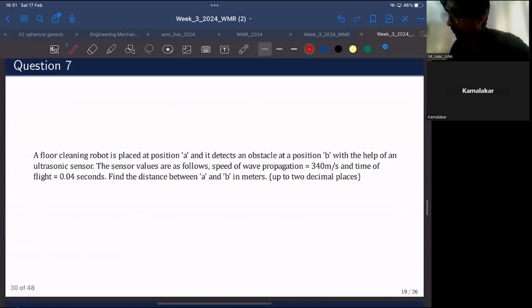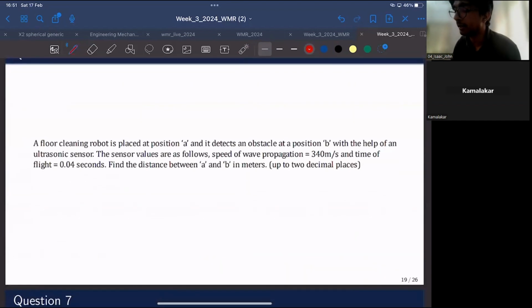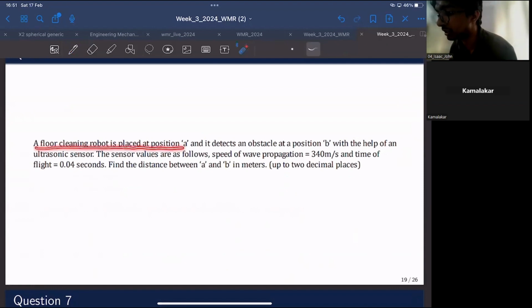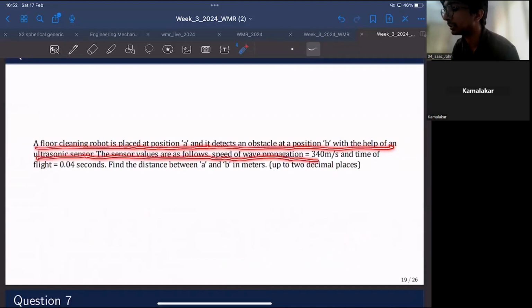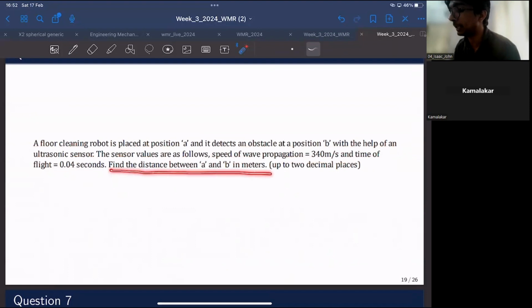Okay, so moving on to question 7. It is also somewhat related to this time of flight application, but it's a simple problem. A floor cleaning robot is placed at a position A, and it detects an obstacle at position B with the help of an ultrasonic sensor. The sensor values are as follows. The speed of wave propagation is 340 meters per second, and the time of flight is 0.04 seconds. Find the distance between A and B in meters.